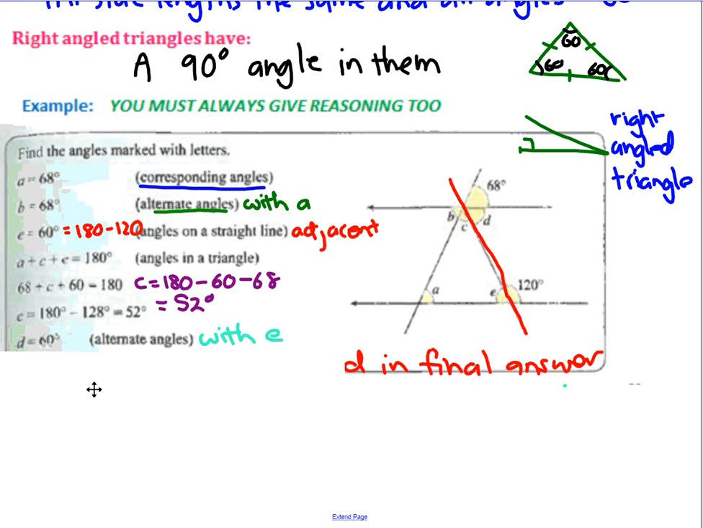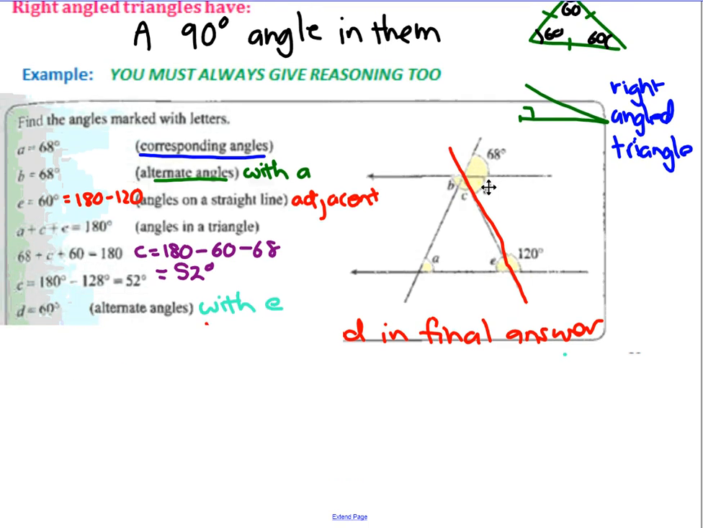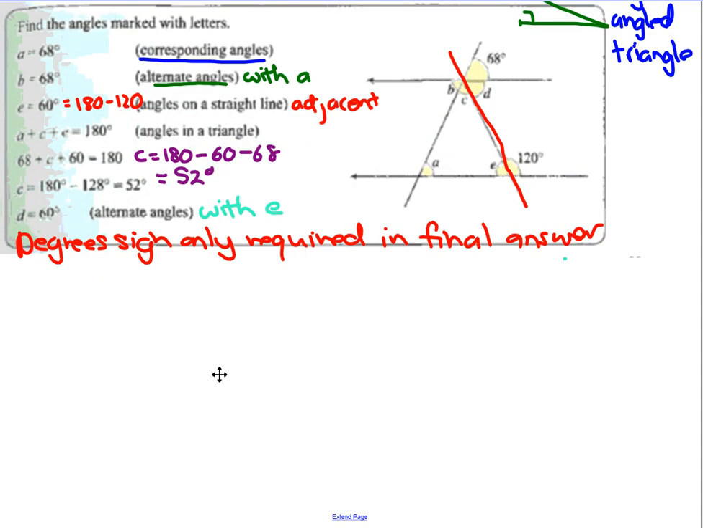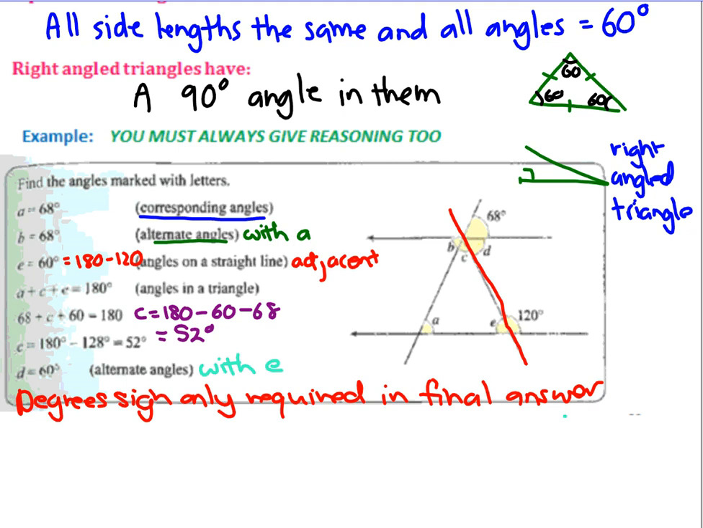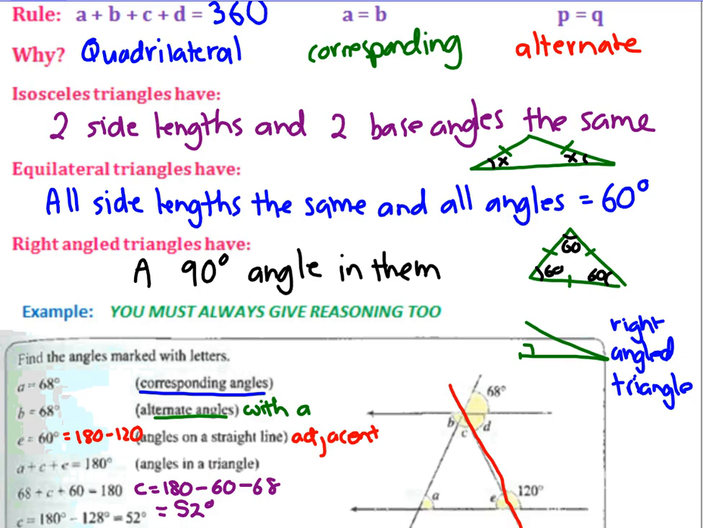So we've got that. D is 60 degrees because we've got this red transversal. So D and E are alternate because they make this angle. So D and E are alternate, so they're equal. So D is 60 degrees because it's alternate with E, and we know already E is 60 degrees, and so on. Degree signs only required in the final answer, just a reminder of that. Okay, thank you very much.